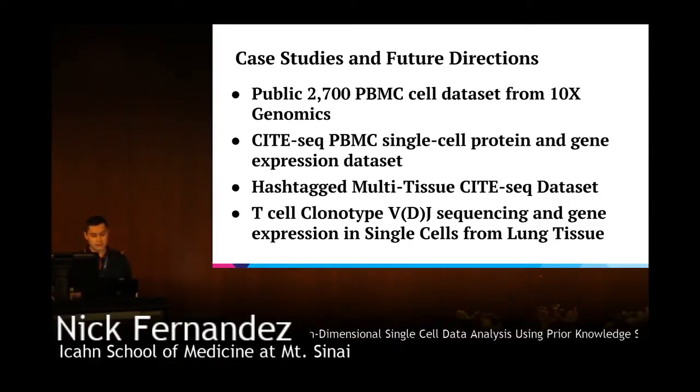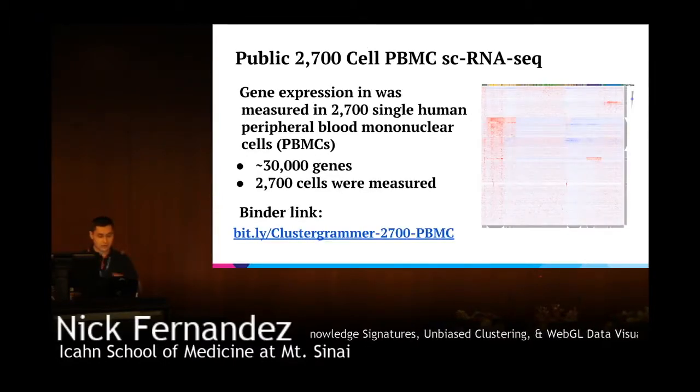The next data set is a hashtag multi-tissue scRNA-seq data set to demonstrate how we can combine multiple tissues together. And the last data set is one where we identify T cell clonotypes from VDJ sequencing, and we also have the gene expression data to show a quick example of what we can do with that. So here's a link if you want to follow. You could write it down, or you can check it out later.